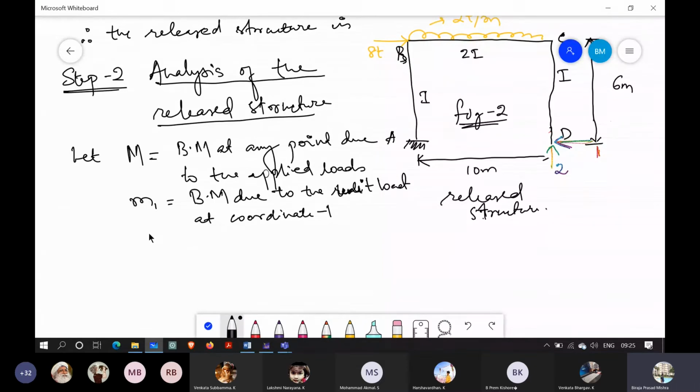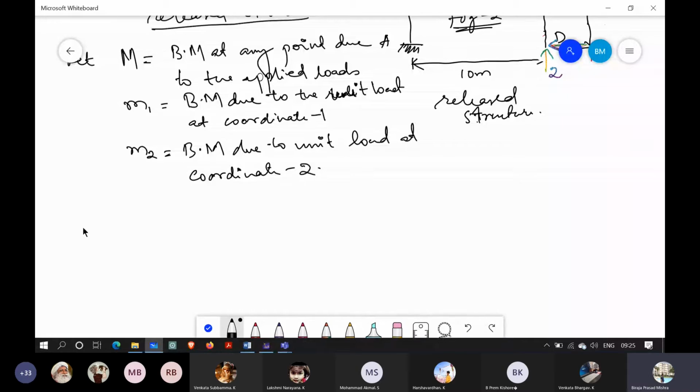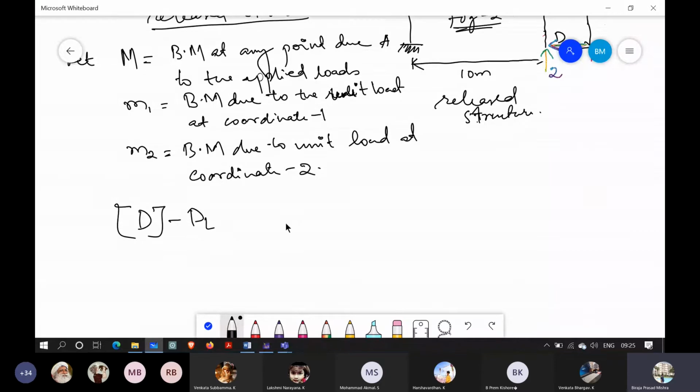m2 equals the bending moment due to unit load at coordinate 2. And we all know this relation: D minus DL equals F into P.